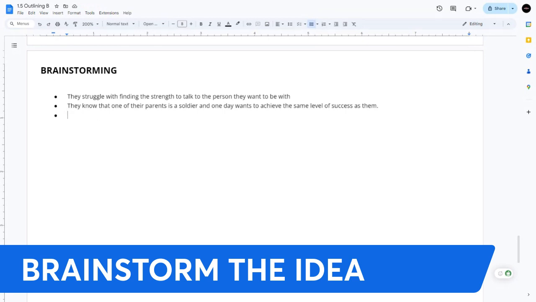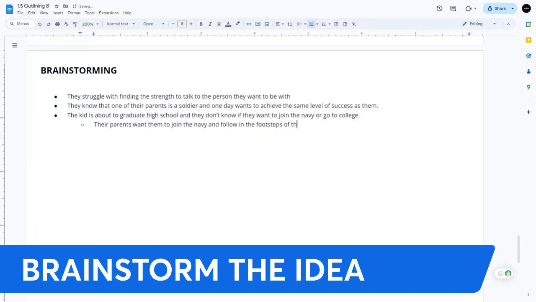All right, so we just kind of made up ideas. The kid, by the way, we haven't said if they're a boy or a girl because it's not important right now. The kid is about to graduate high school, and they don't know if they want to join the Navy or go to college. Now, I kind of like the pressure of their parents wanting them to join the Navy and follow in the footsteps of their father, grandfather, and great-grandfather and great-grandmother, right? We could also do this, the father, uncle, aunt, whatever, grandfather and great-great-grandfather.